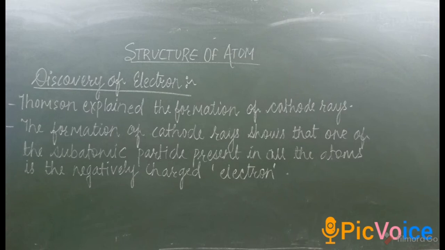Now, the fast moving electrons form cathode rays. Thus, the formation of cathode rays shows that one of the subatomic particles present in all atoms is the negatively charged electron. Now, the electron is represented by the symbol e minus, e for electron and the minus sign for negative charge.